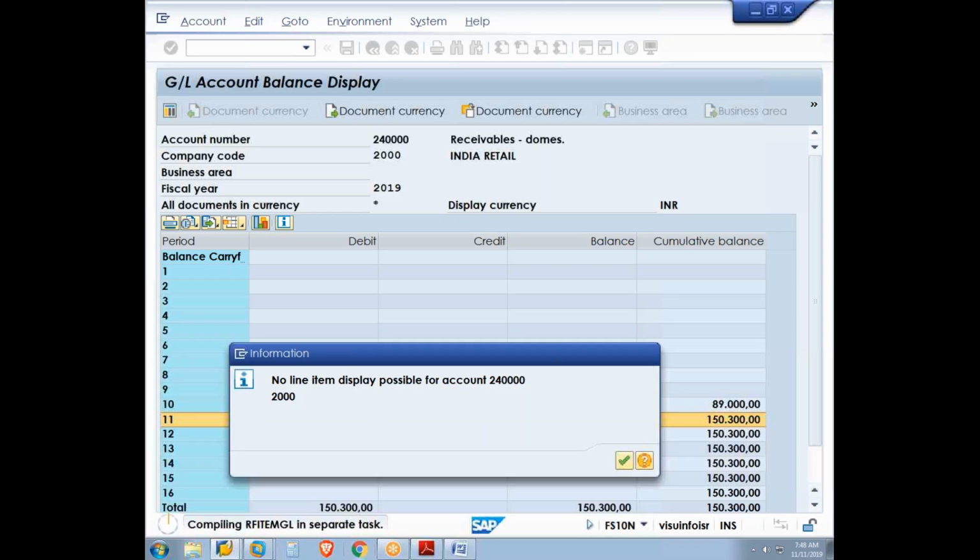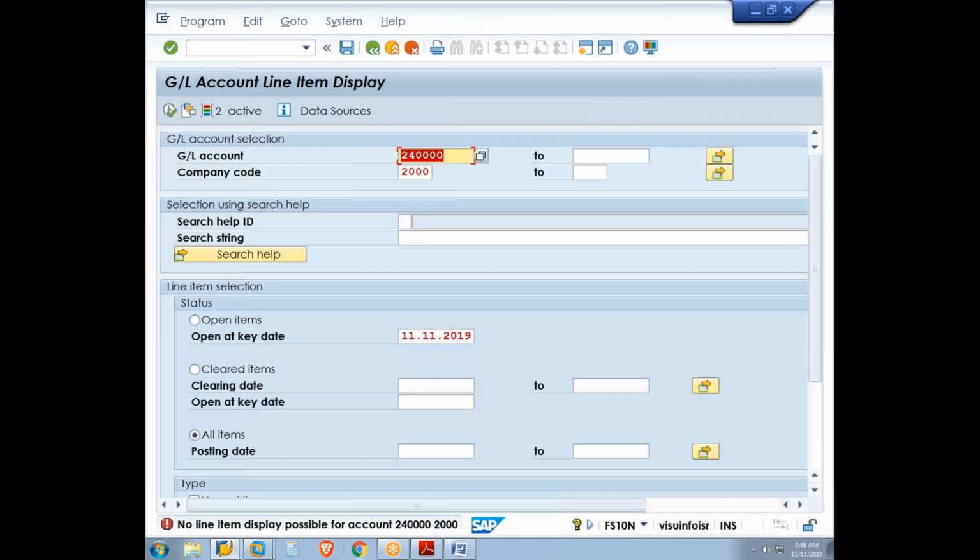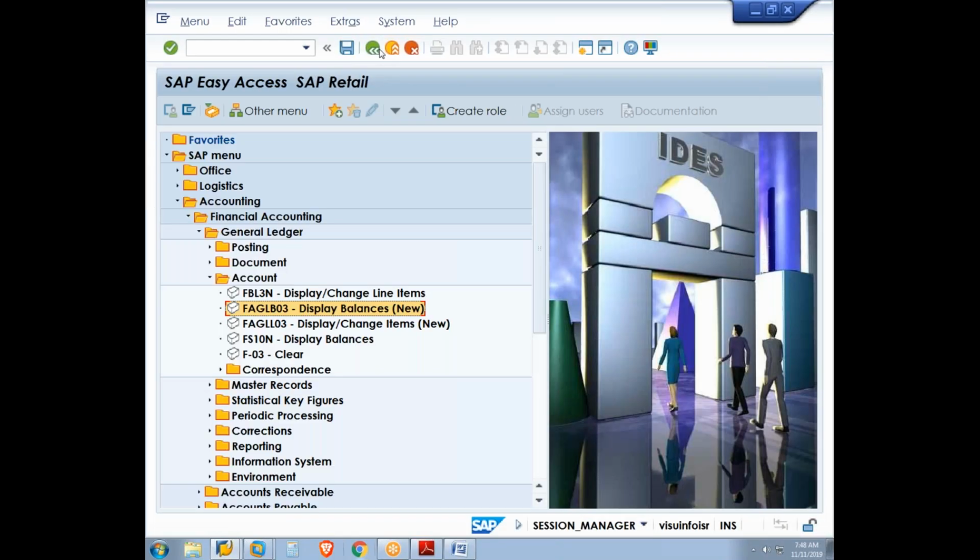You cannot see any line item display for the 2,40,000, but you can always see for the individual account what the account balance is. You can see the open items. So this is how the general ledger accounting system is integrated with the subledger accounting system.